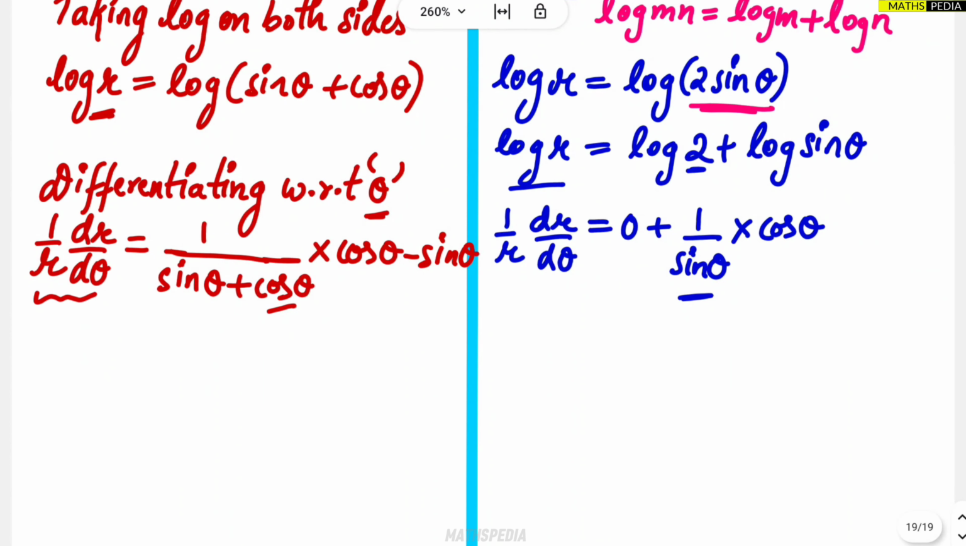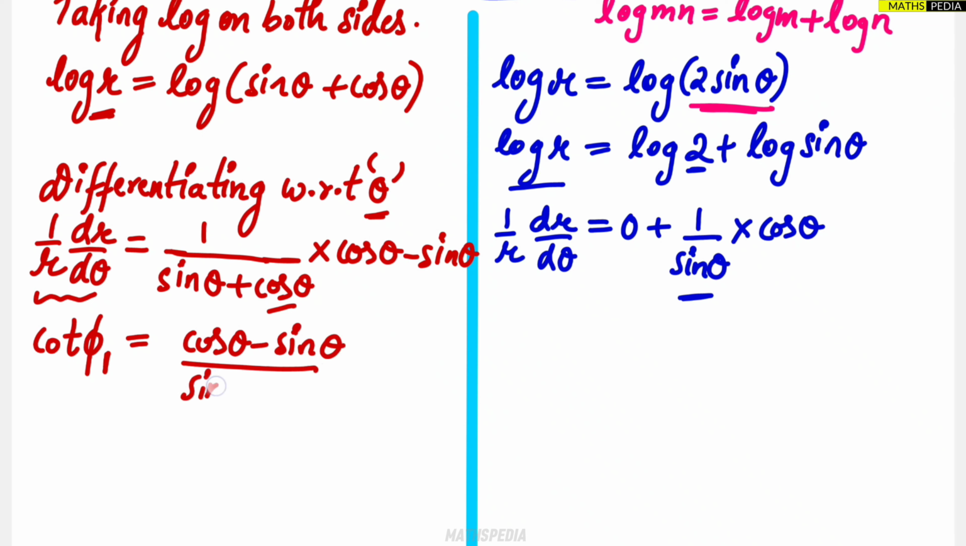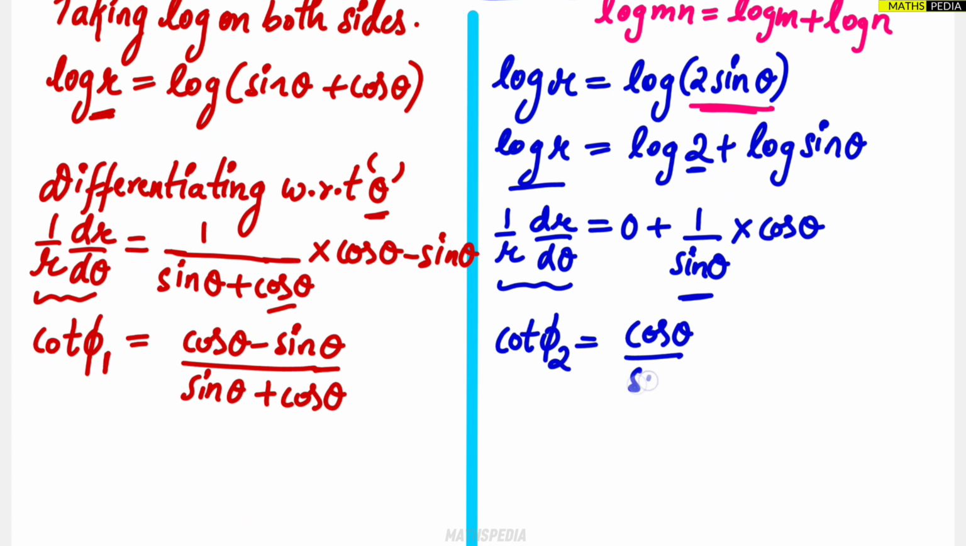Now one more thing. 1 by r dr by d theta can be written as cot phi. Remember, cot phi. It is not the differentiation part. Always remember, in polar curves we have solved many problems. 1 by r dr by d theta will be written as cot phi. But here for the first curve I'll take it as phi 1. Next curve phi 2. So cot phi 1 is equal to cos theta minus sin theta divided by sin theta plus cos theta. Now here also same thing. This particular thing I'll write as cot phi 2. Here it is cos theta by sin theta.